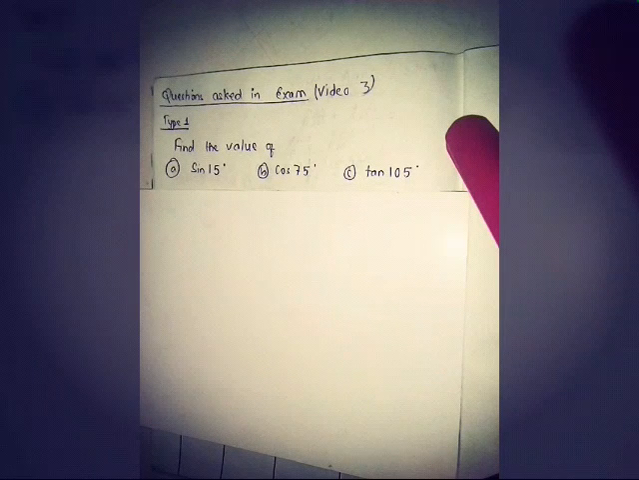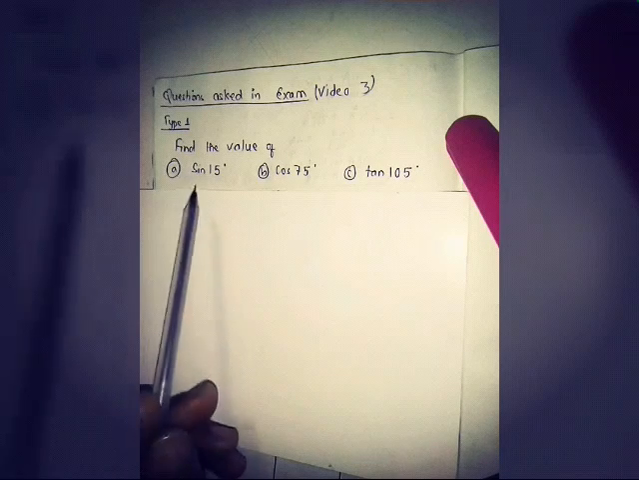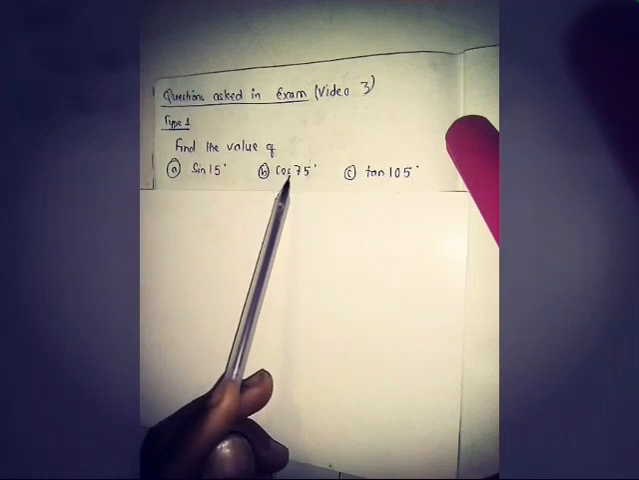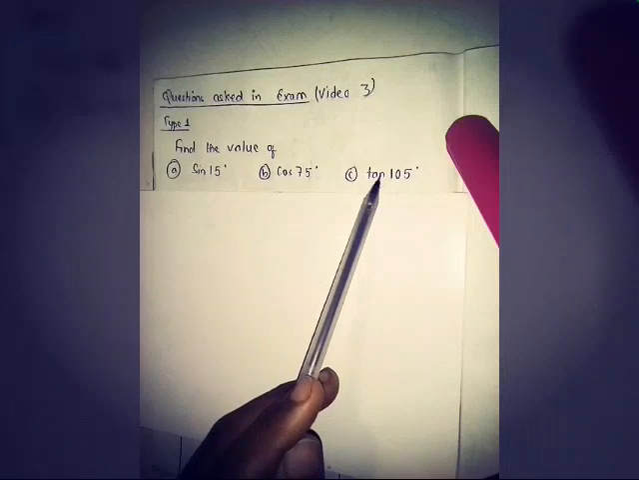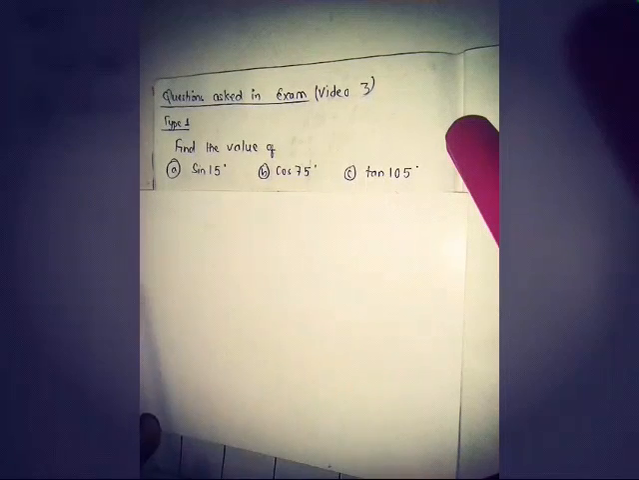So in this video we'll start with a question. Type 1 question: find the value of sin 15 degrees, cos 75 degrees and tan 105 degrees. So how to do this, right?